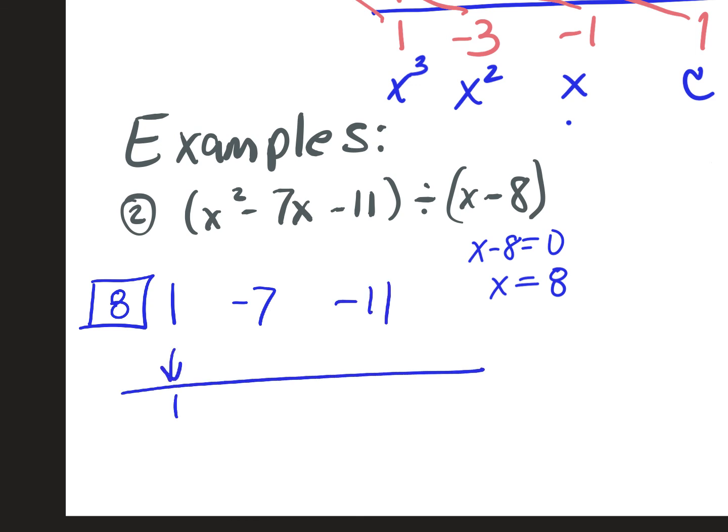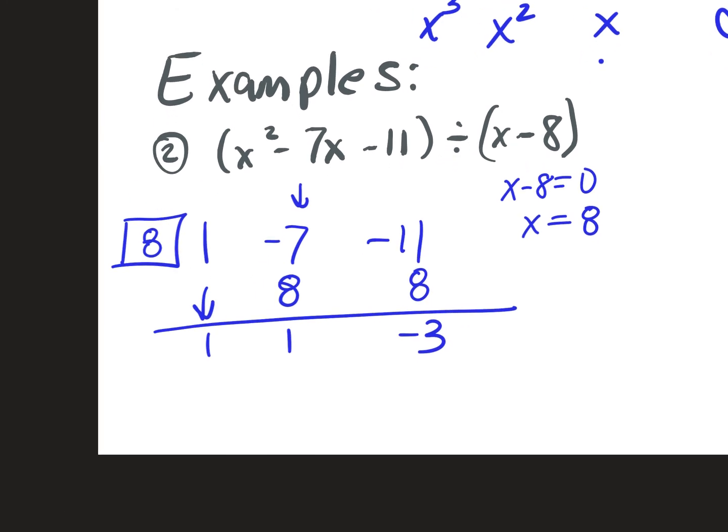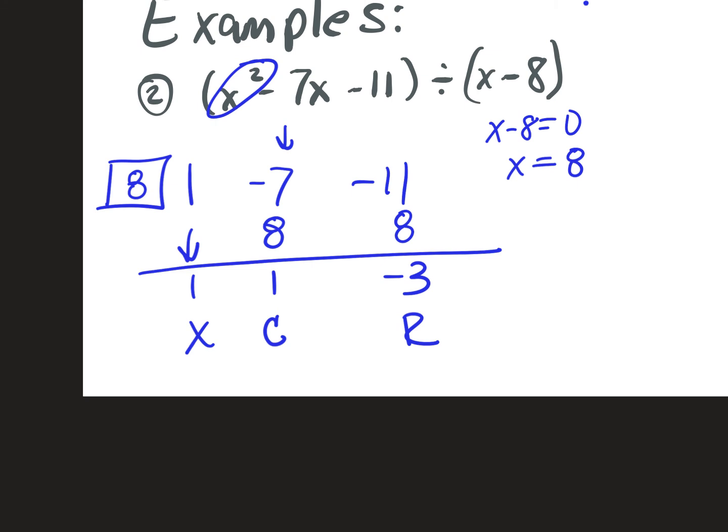Bring the first term down and multiply where? To 8. Multiply to the corner and then add down. So 1 times 8 is 8. Negative 7 plus 8 is 1. 1 times 8 is 8. Negative 11 plus 8, negative 3. Since I started my problem off with x squared, my answer is going to start 1 degree lower. So my answer is going to be x, constant, remainder. So what is my answer to number 2? x plus 1 minus 3 over x minus 8. Perfect. Good job.